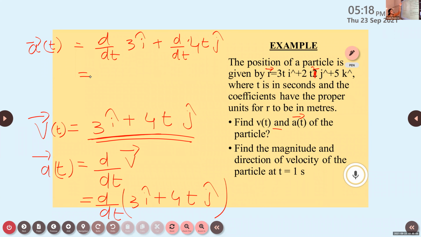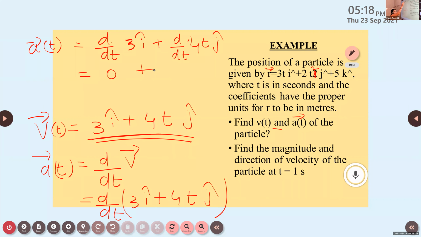Again, here is the derivative of a constant, d by dt of 3. What is the value of d by dt of 3? The derivative of a constant. There is no variable along with the 3, so it becomes 0.